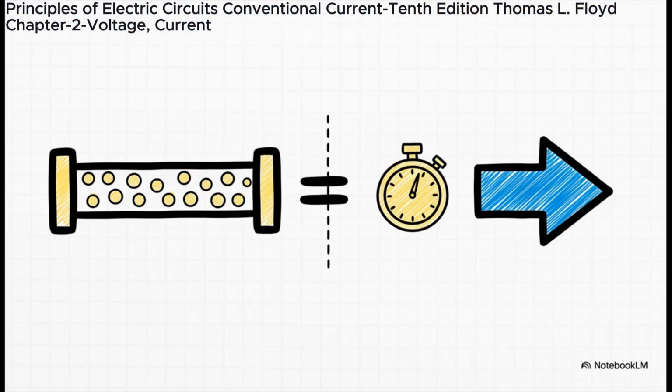And the formula for current measures exactly what you'd think it would: how much and how fast. It's the amount of charge, Q, that passes one single point in a wire divided by the time, T, it takes to do it. This gives us the amp, or ampere. So 1 amp literally means 1 coulomb of charge is flowing past a point every single second. It's a rate, just like gallons per minute for water.